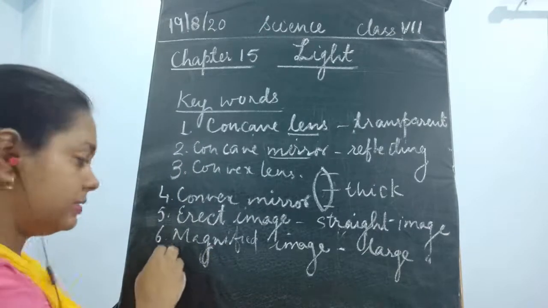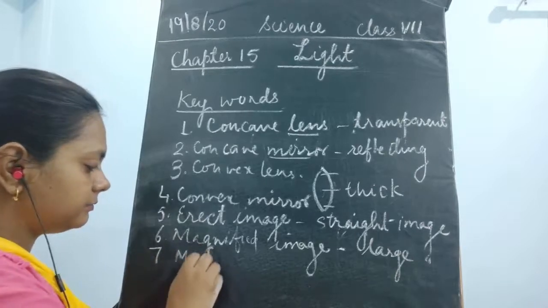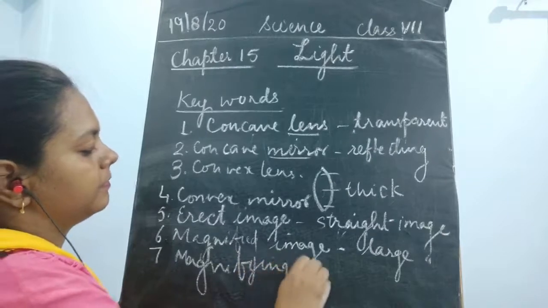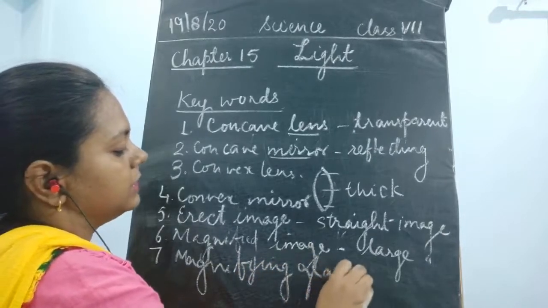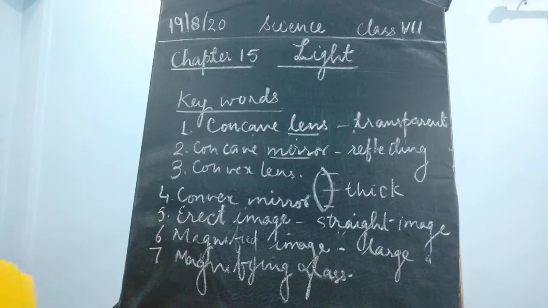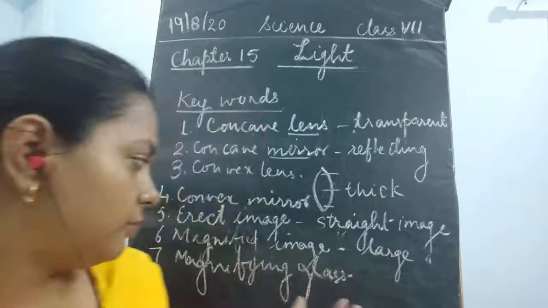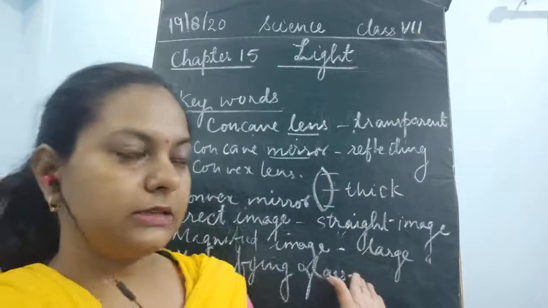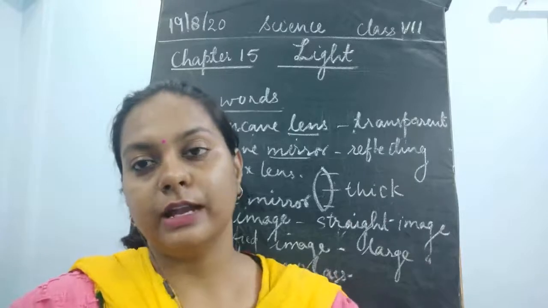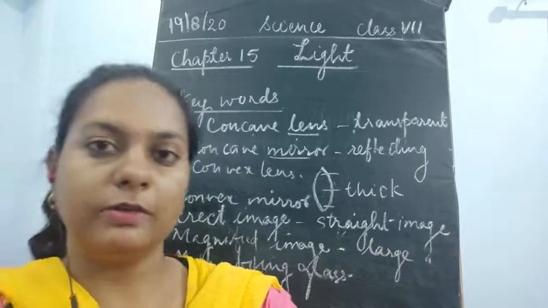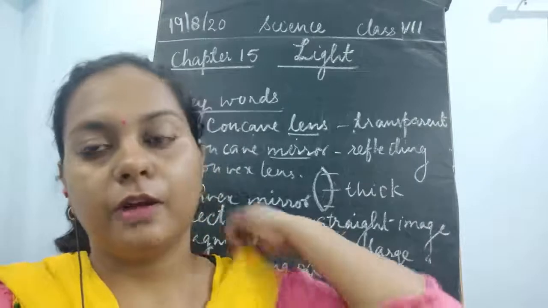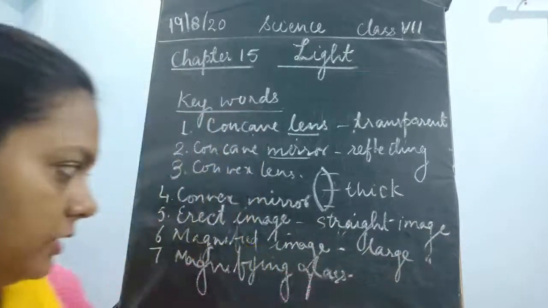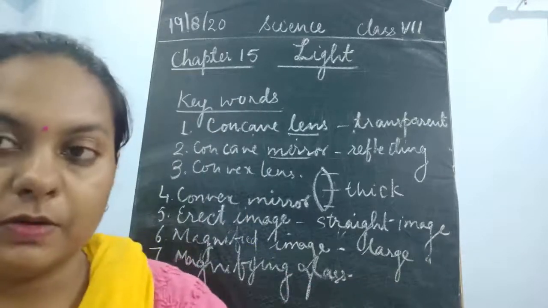So the seventh word is magnifying glass. It is a convex lens which is used for magnifying anything. It is going to enlarge the thing. It is the device, an instrument which is going to enlarge the image we are seeing through this magnifying glass. It is used to magnify the image, it is used to enlarge the image. Okay, so this is about the magnifying glass.